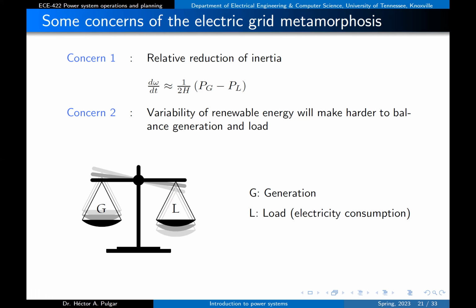So as we move to a different way to generate power, not with synchronous generators, inertia will be smaller in the whole system. The system will be less robust, and keeping this at perfect balance will be harder.